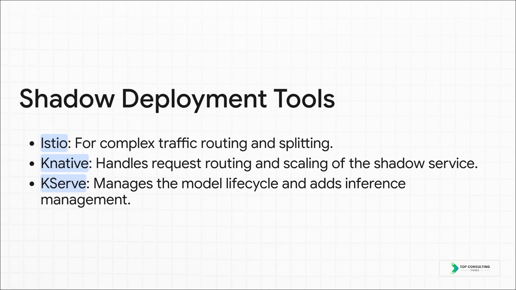Now, to pull off a sophisticated move like a shadow deployment, you need a few cloud-native powerhouses all working together. You need a service mesh like Istio to be the traffic cop, handling all that complex routing. You need Knative to manage the scaling and provisioning for the shadow service. And you need KServe to tie it all together, managing the model's lifecycle and making the whole process feel seamless.